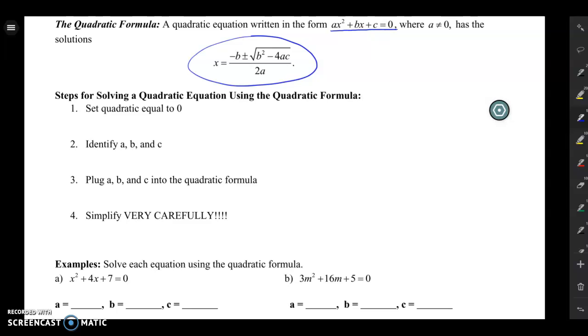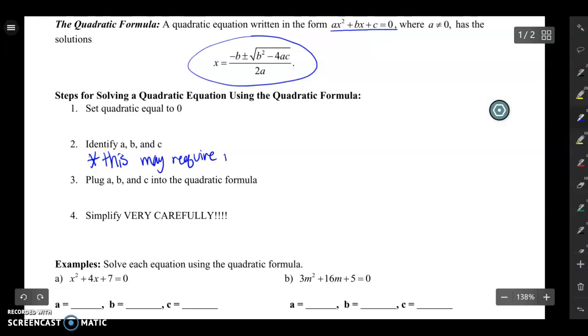So here are your steps for solving with the quadratic formula. The first step is to set the quadratic equal to 0. Next is to identify a, b, and c. Make a note that this may require multiplying or simplifying. You might have to combine some like terms or multiply things together, because you have to have it in standard form so that you can find your a, b, and c.